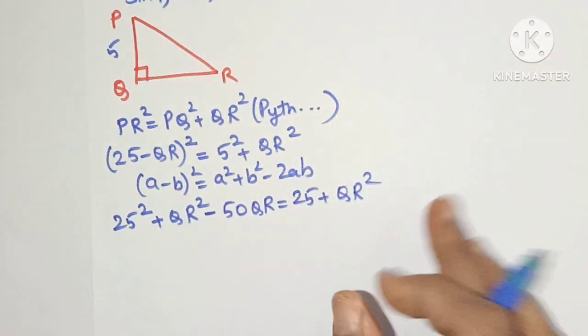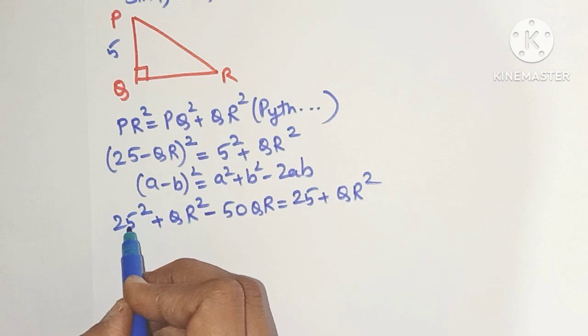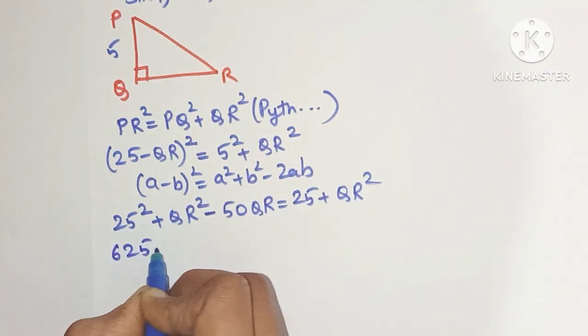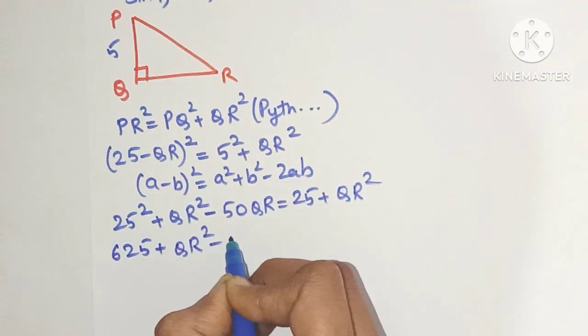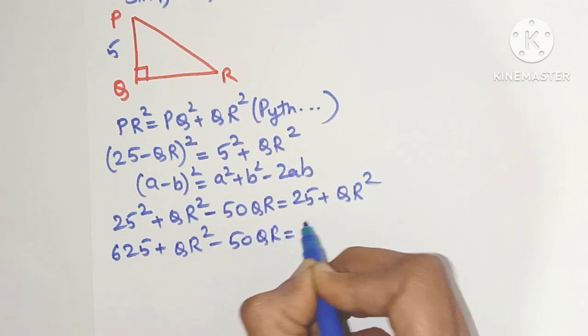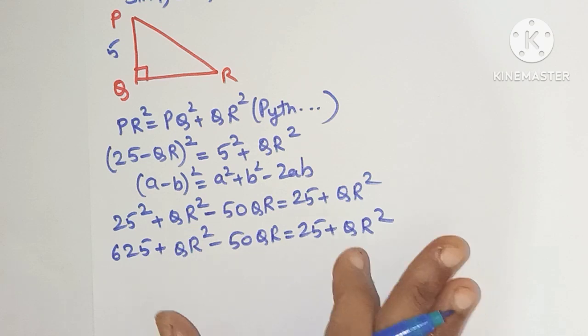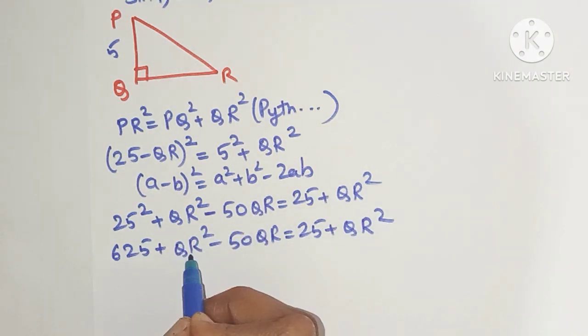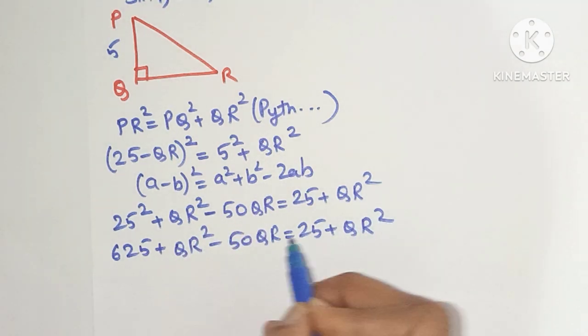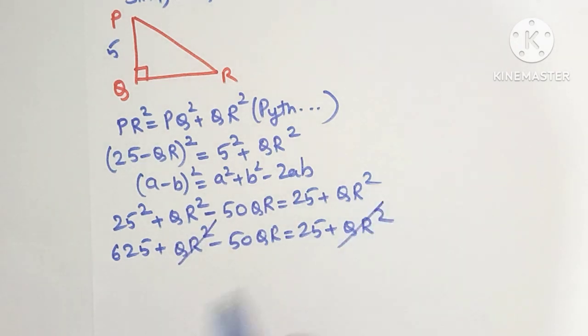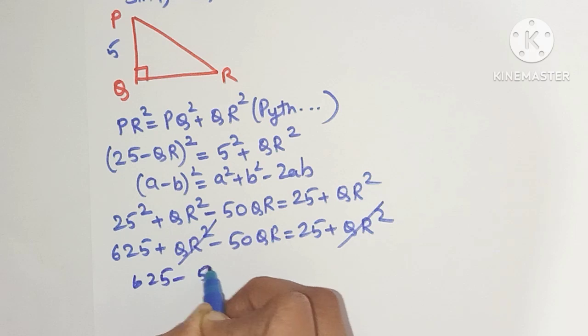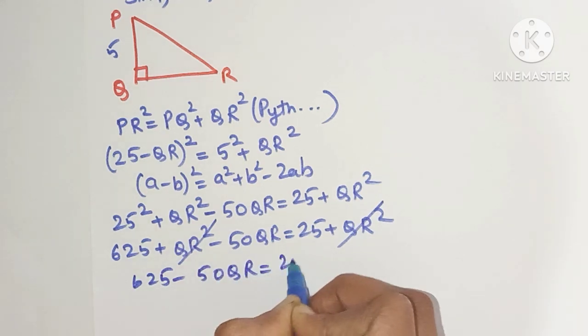Now 25 the whole square is 625 plus QR square minus 50 QR equal to 25 plus QR square. Be very careful, friends, when you're solving. Did you see QR square here and here also QR square? So I can easily cancel them both. So what am I left with? 625 minus 50 QR equal to 25.